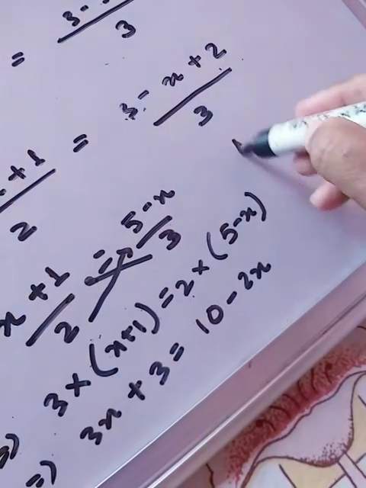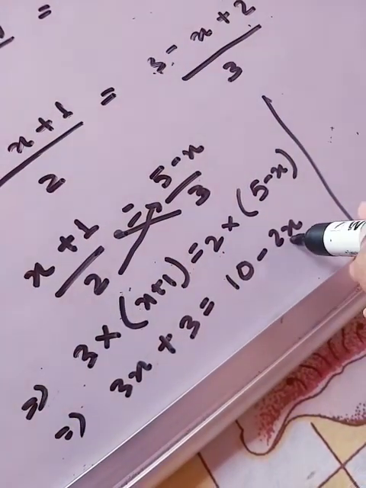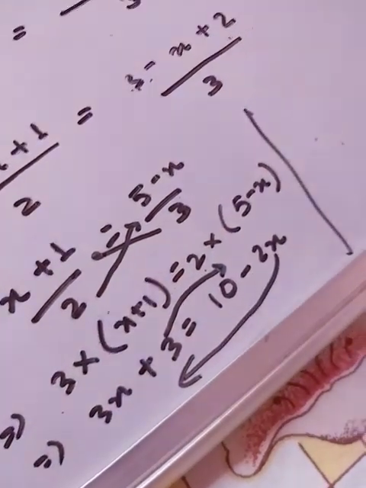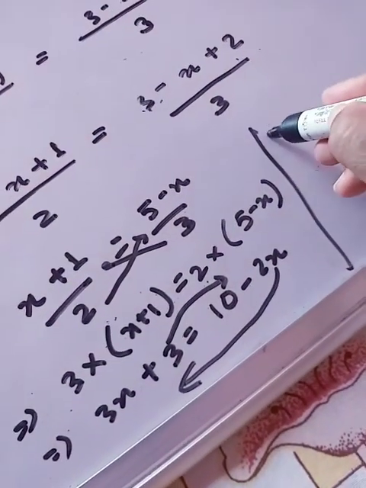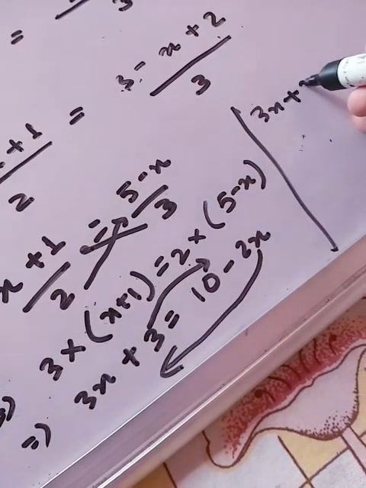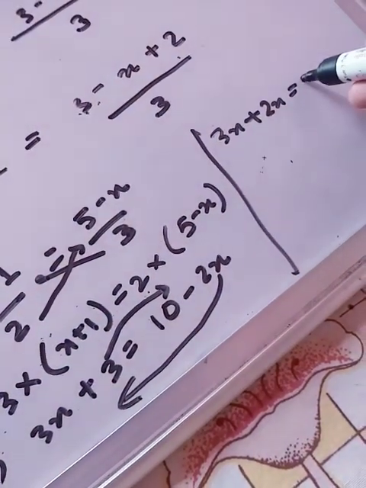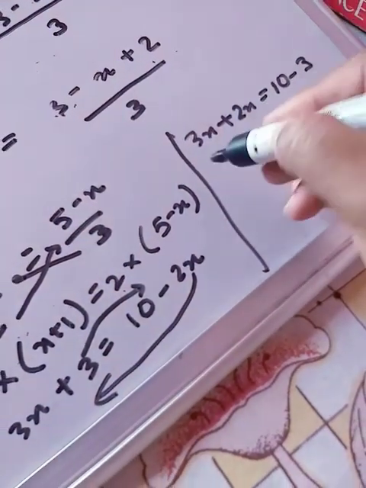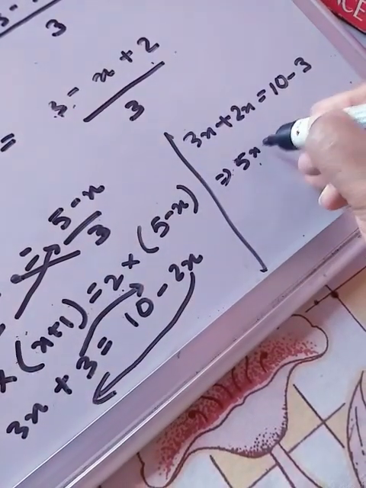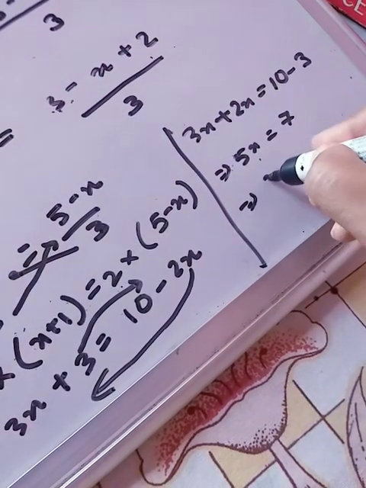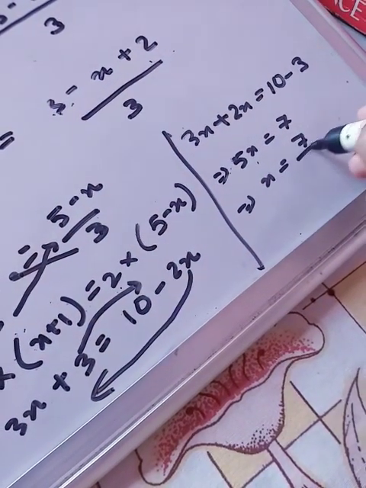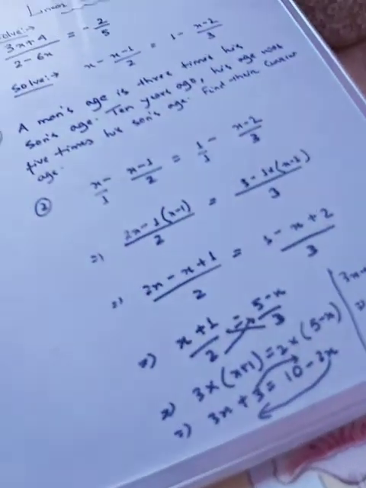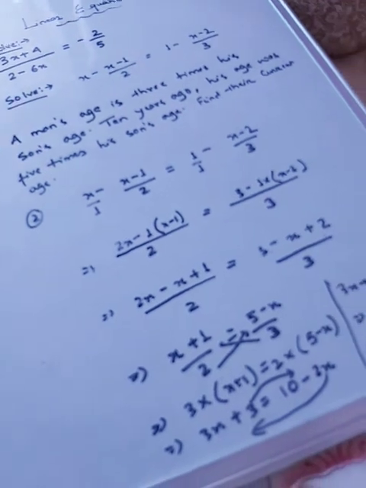Now what is the next that we have to do? We have to bring the like terms together, that is variable term to the left hand side and the constant term to the right hand side. So it will look like 3x plus 2x and 10, and then we'll take this, it is minus 3. So the answer would be 5x equals to 7, and x equals to what? 7 will come down, so 7 by 5. So this is the required answer. Okay students, so this is the solution of sum number 2.